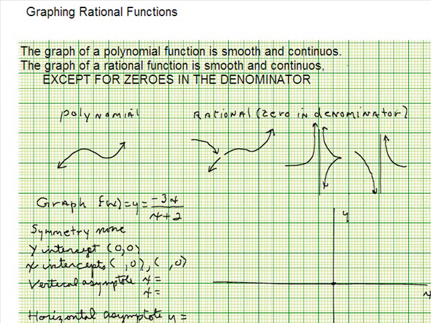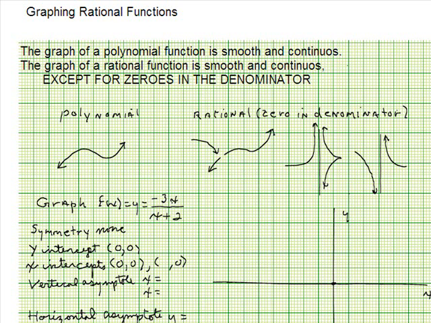I come looking for x-intercepts. To get an x-intercept, I put y equal to 0. You could have more than one, so I've put a couple of potentials here. If y is 0 here, though, y is a fraction, so that means the numerator would have to be 0. That means x is going to have to be 0.